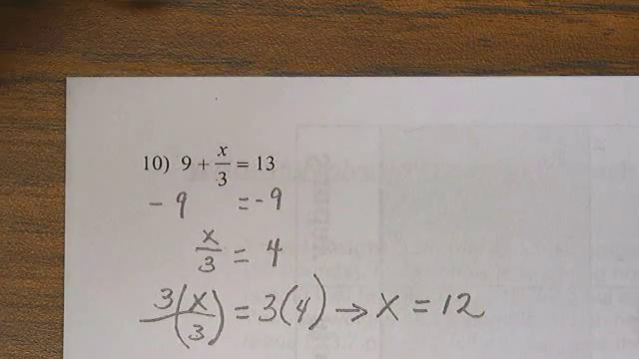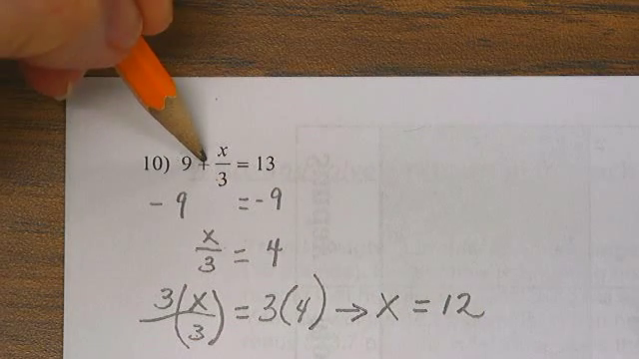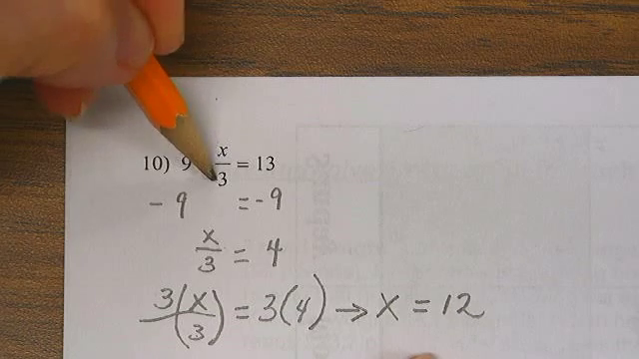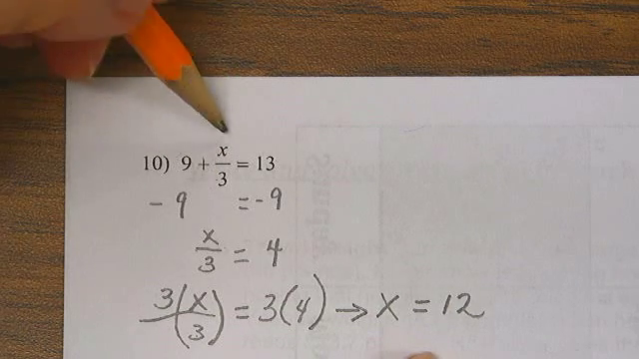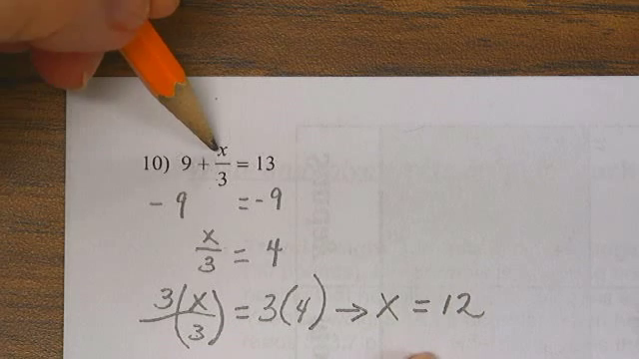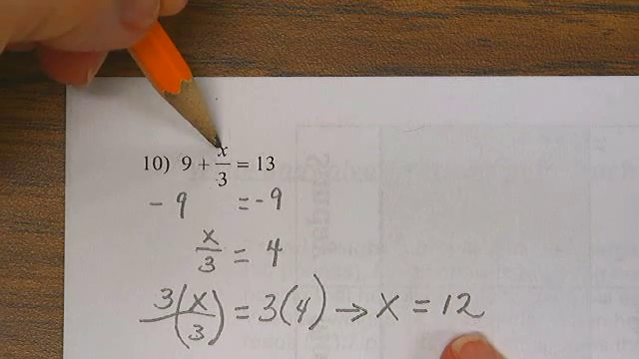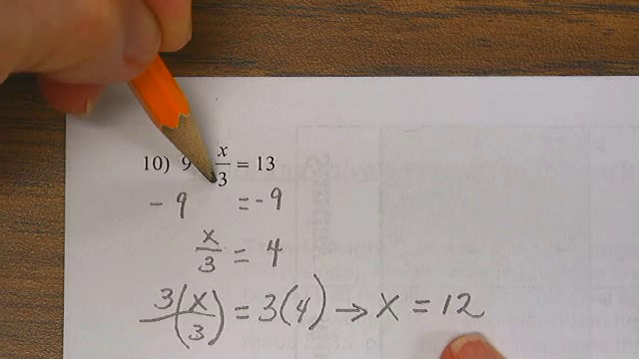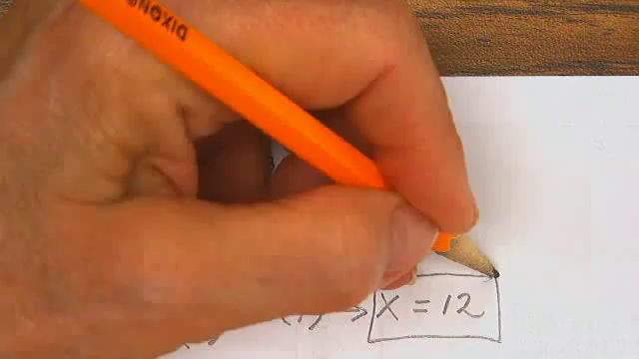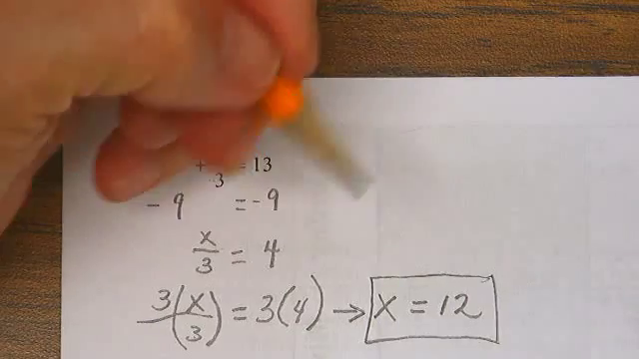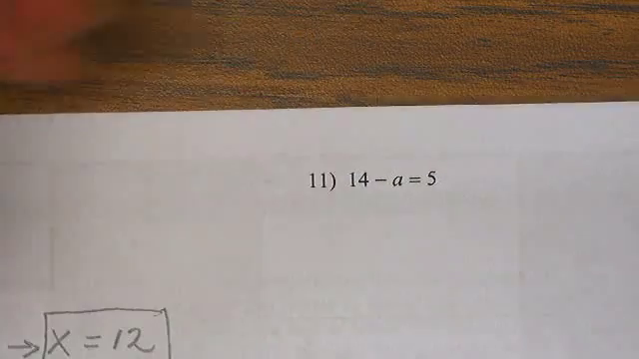If I want to check, 9 plus some number divided by 3 equals 13. 9 plus 4 equals 13. And 12 divided by 3 is equal to 4. So this is absolutely my correct answer. Here we go to problem 11.